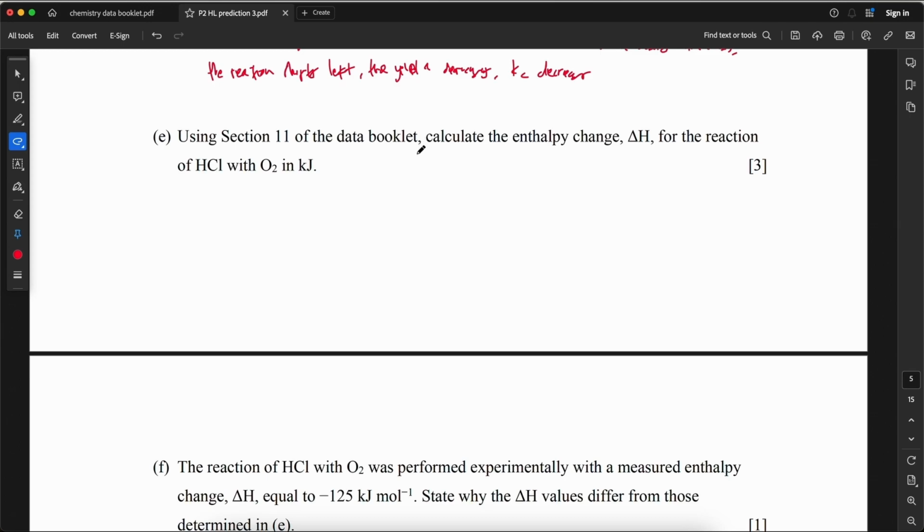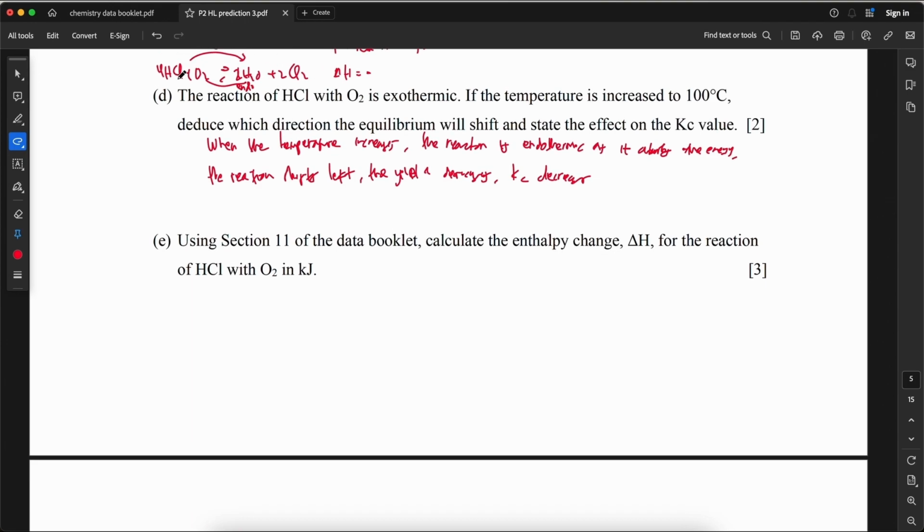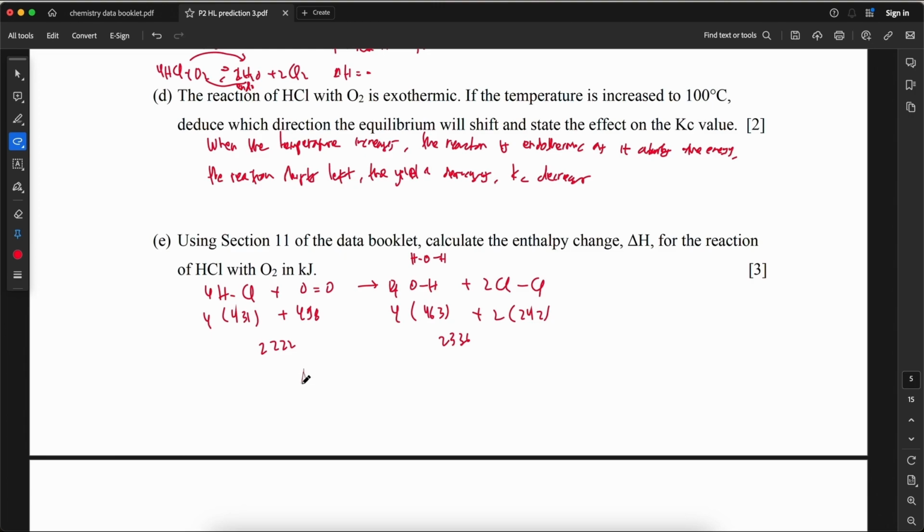Using section 11 of the data booklet, calculate the enthalpy change delta H for the reaction of HCl with O2 in kilojoule. So that will be average bond enthalpy. So this for HCl plus O2 to HOH, right? So that would be 4OH plus 2 ClCl. So 4 times 431 plus 498, 4 times 463 plus 2 times 242. This would be 2222. This would be 2336. So delta H would be 2222 minus 2336, which is negative 114 kilojoule.